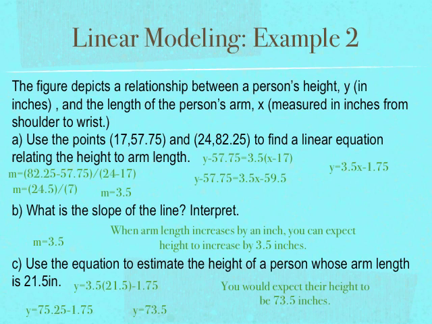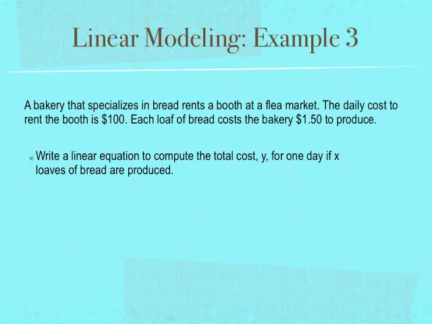Okay, third example. A bakery that specializes in bread rents a booth at a flea market. The daily cost to rent the booth is $100. Each loaf of bread costs the bakery $1.50 to produce. Notice that both of these are costs. So they pay $100 to rent the booth, and then they pay $1.50 for each loaf of bread because they have to pay to make the bread. So write a linear equation to compute the total cost if x loaves of bread are produced.